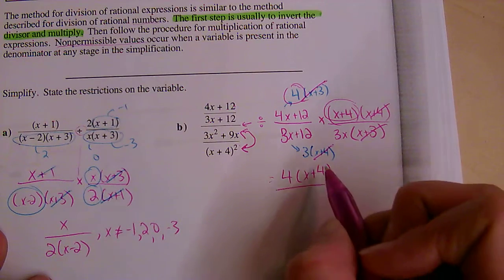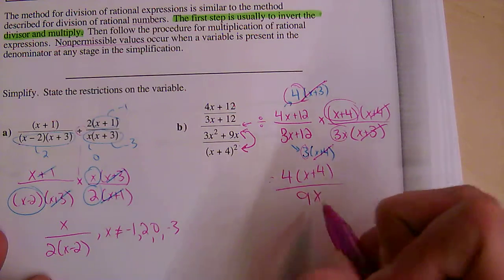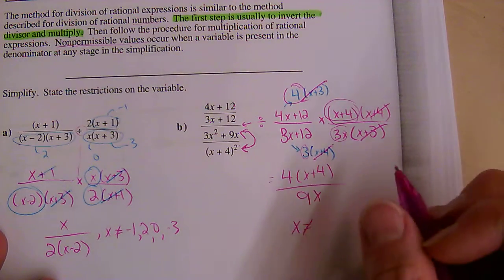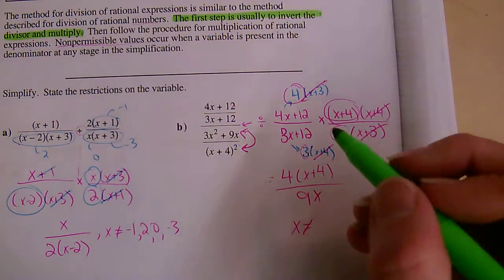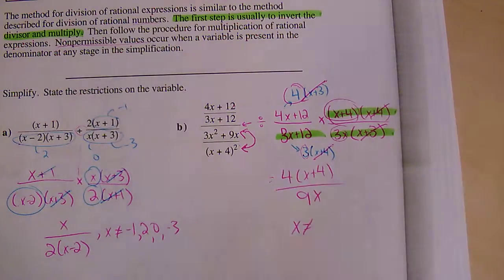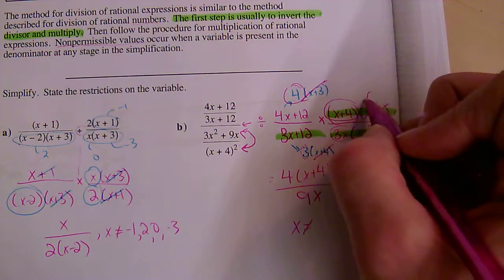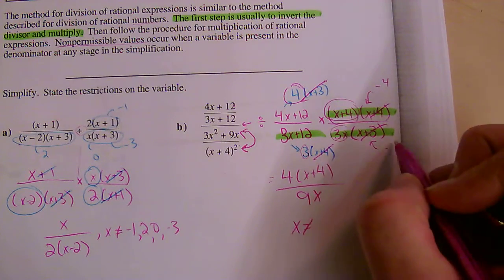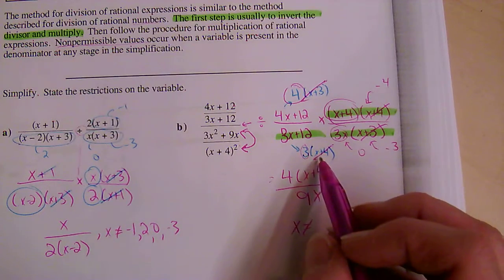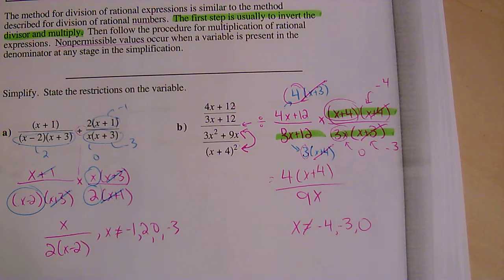Okay, this 3 and that 3x, so that's going to be 9x, and then that's it. And so then our non-permissible values are going to be anything that's in the denominator, and remember that used to be in the denominator. So we're going to have x can't equal this -4, that -3, that 0, and there's a -4 again. So it's just going to be -4 and -3 and 0. Okay?